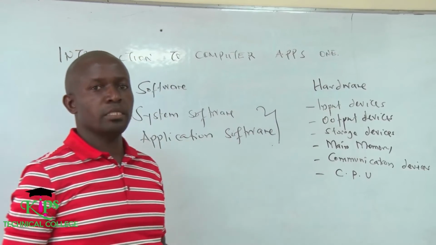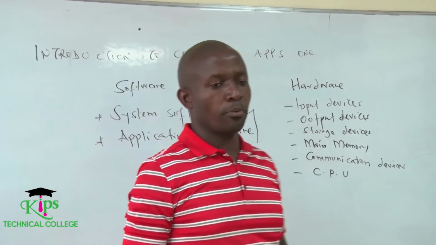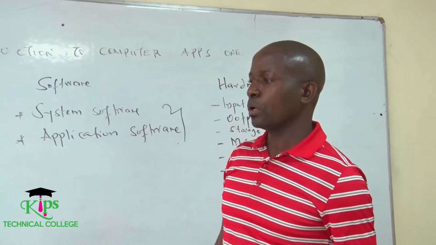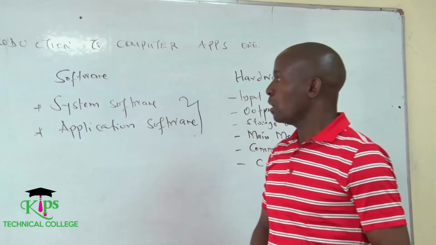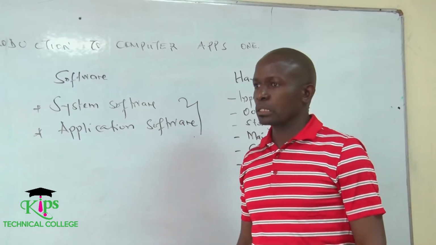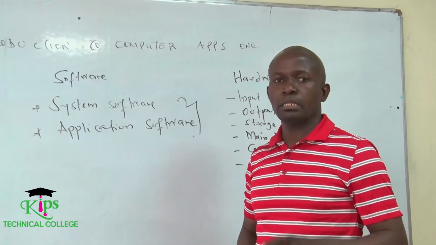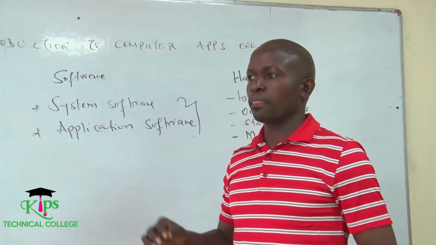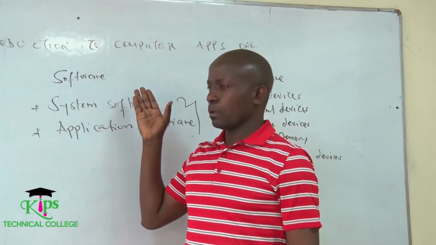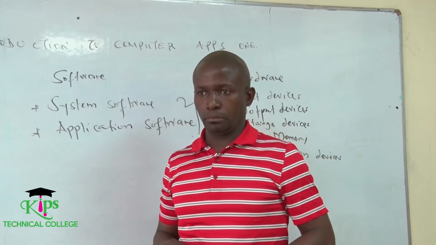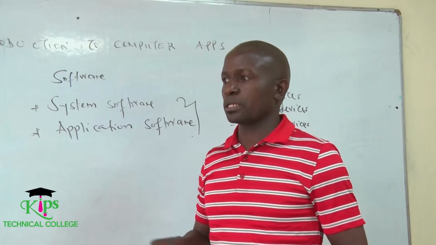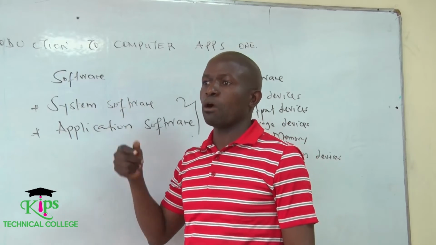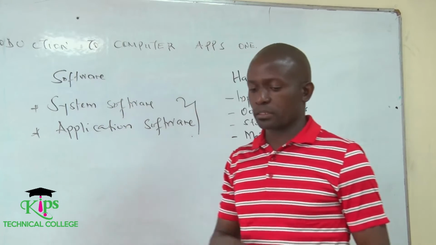Remember, the hardware are basically the physical components that you literally can touch and feel. While the software, of course, we can't touch it. But remember, a simple definition of software would be the instructions. They are basically pieces of instructions that instruct our computer how to perform various tasks.